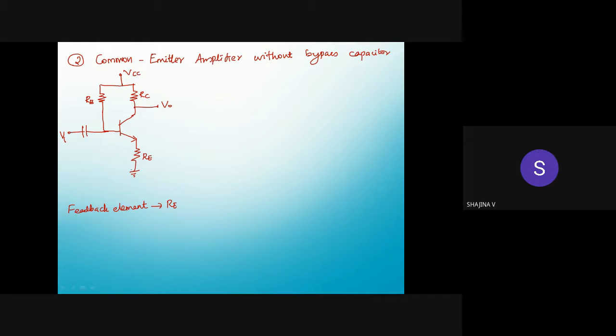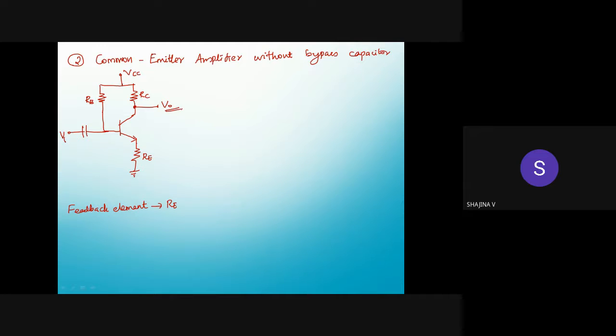Now we have to see what type of topology this is. See, look at the difference from the earlier case, that is the common collector case, where our output was taken from the emitter, and the feedback element was the emitter resistance. At that time, it was voltage sampling, because the feedback comes from the same node where the output voltage is taken.